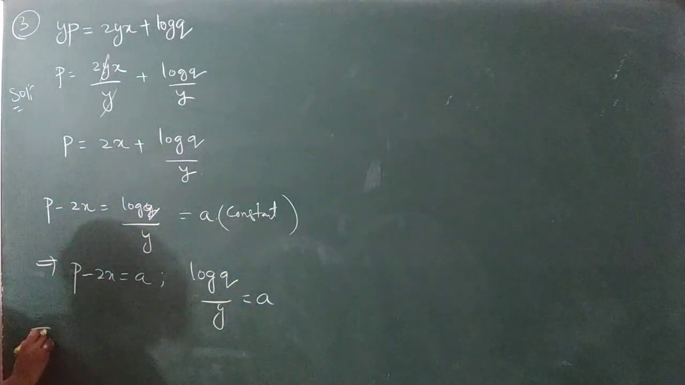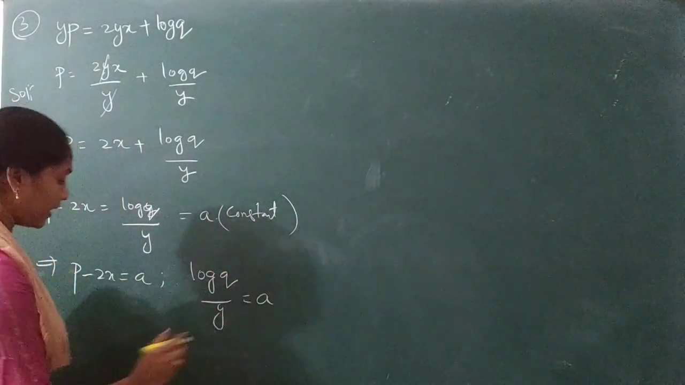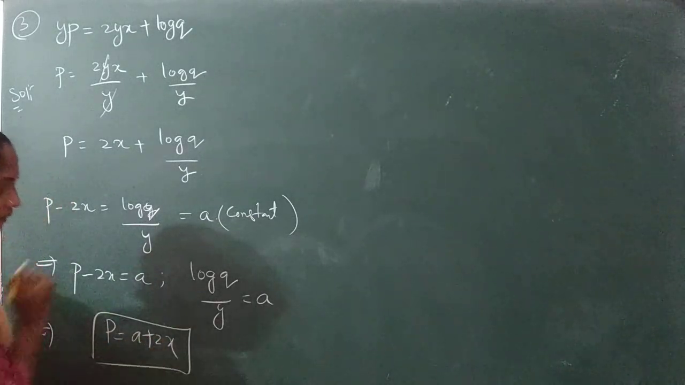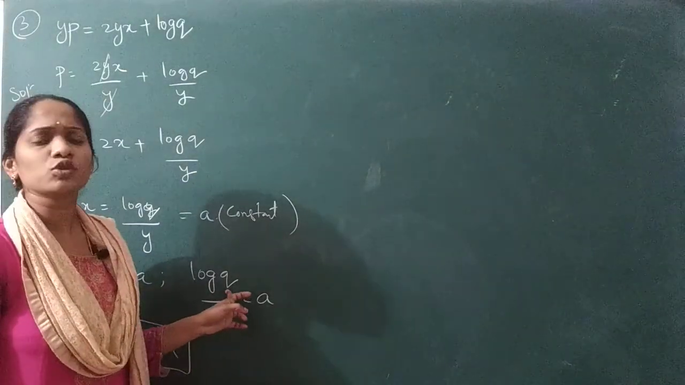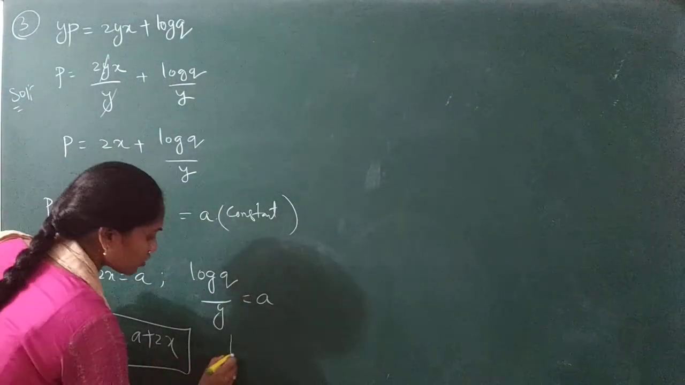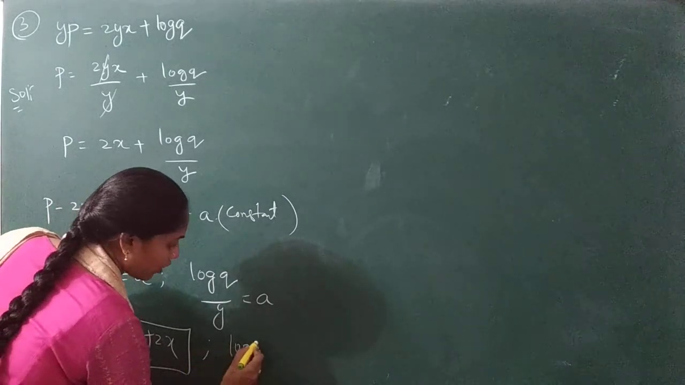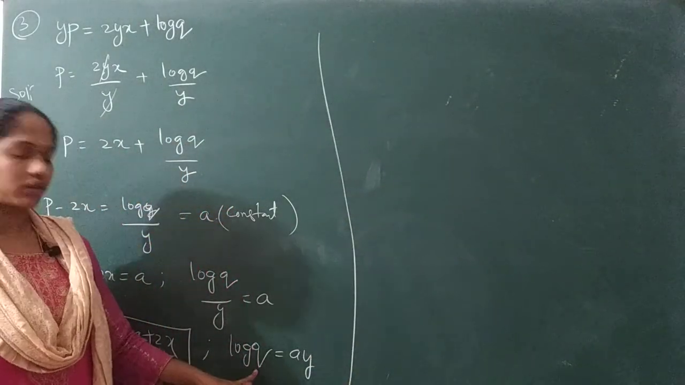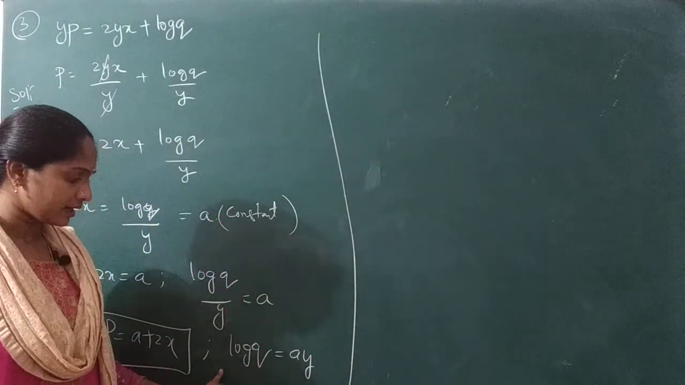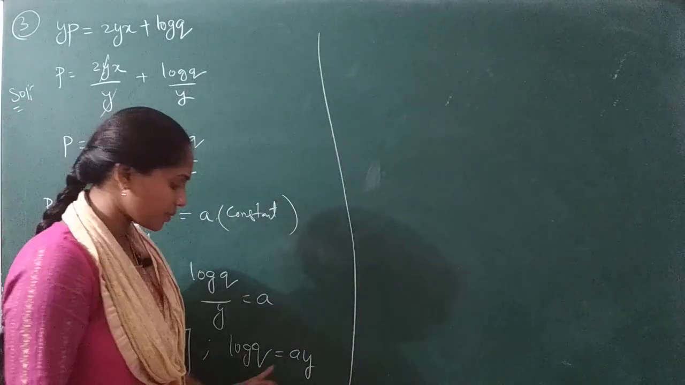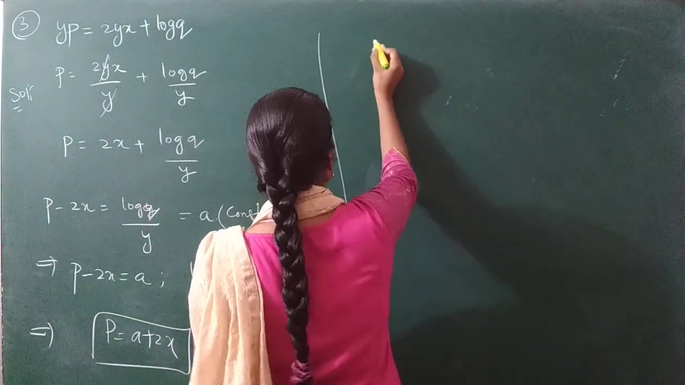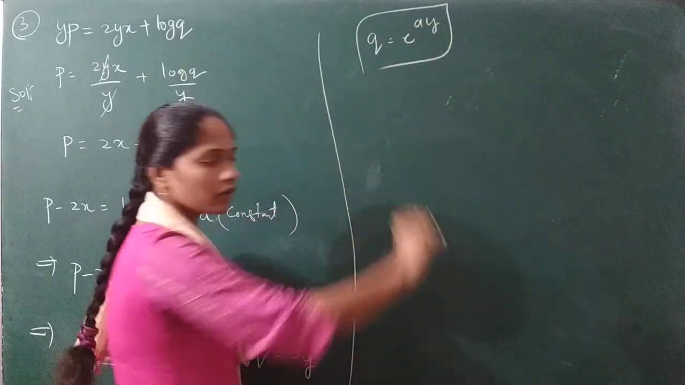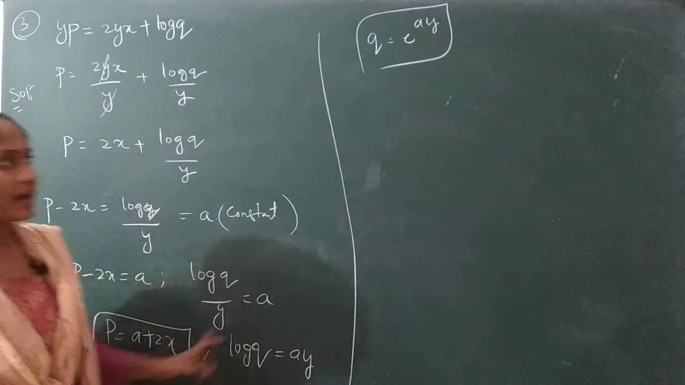So next, what you have to do? You have to find out the value of p. Now p is equal to a plus 2x, that is the p value. But coming to the q value, you have to do a small simple equation. log q is equal to ay. So here you have to find out the value of q. So your log is there. Just take the log to the RHS, and it becomes exponential. So q is equal to e power ay. So this is the value of q. So this is the value of p and this is the value of q.